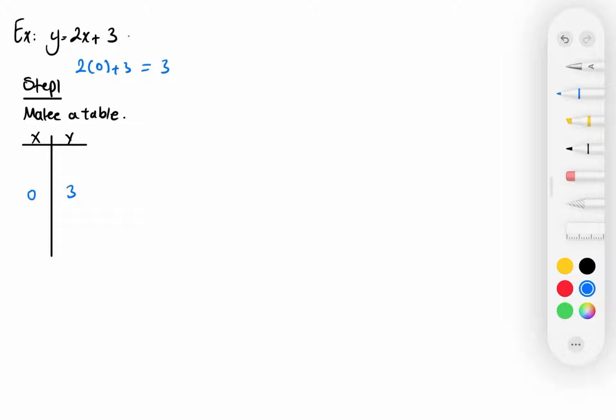Now, one important thing to keep in mind is to base your table around 0. What I mean by that is now I'm going to choose one value before 0, which is, for example, -1, and one value after 0, which is, for example, 1. The next step, as you guys know, is to put them inside your function and see what y values you get.